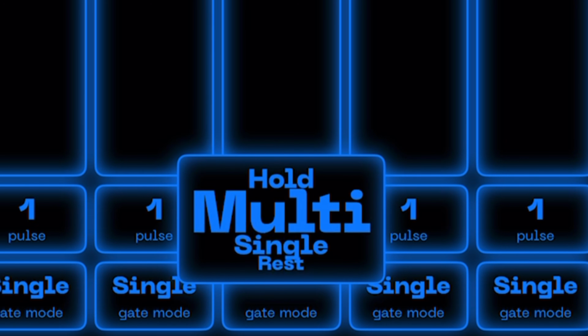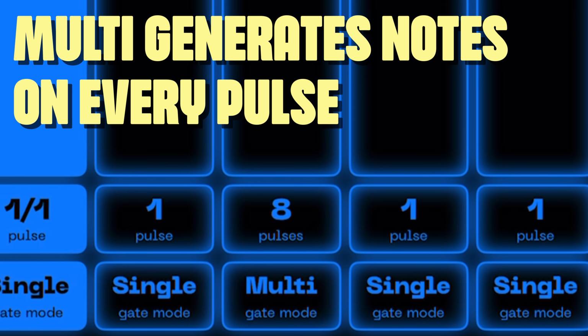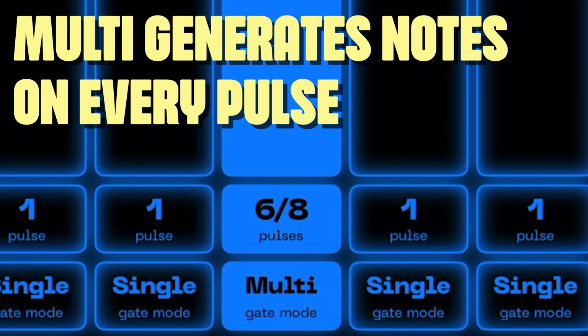You see, in multi, there will be a note generated for each of the pulses that you've selected in the pulse count.